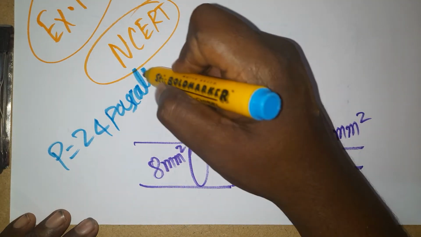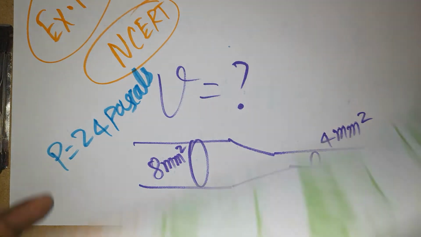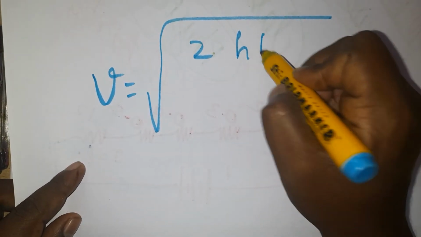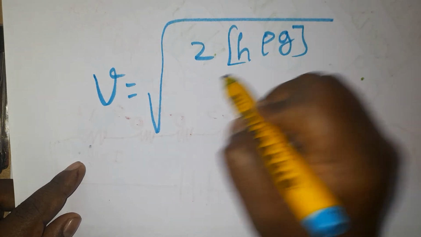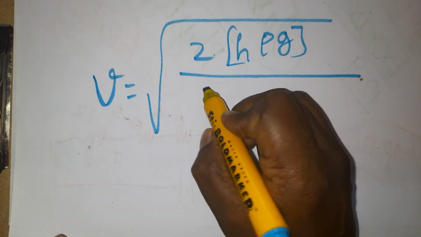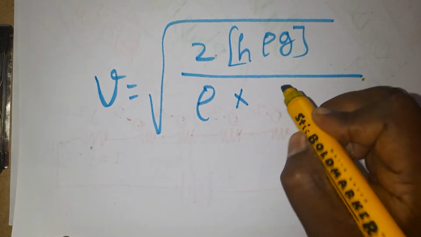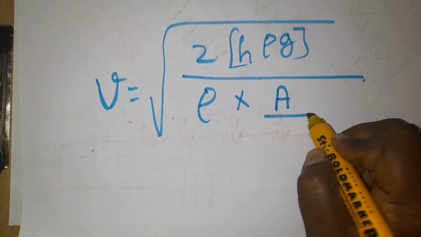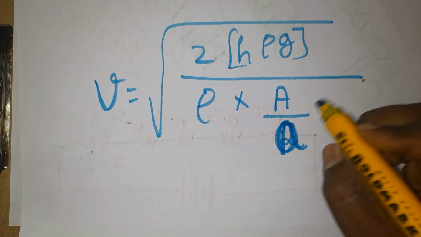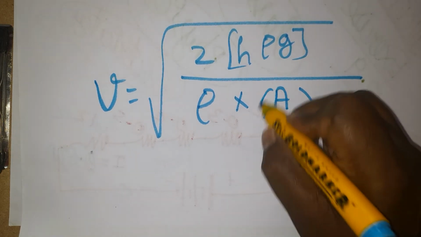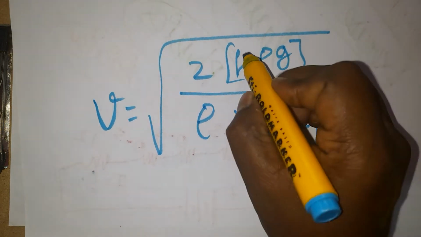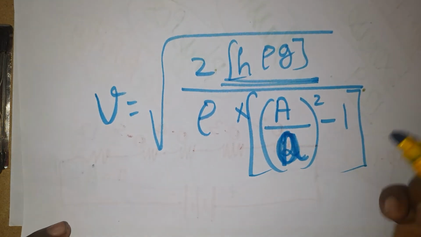I already know the venturimeter formula. Velocity is equal to root of 2 h rho g, and h rho g we can call the pressure, divided by density into the bigger area divided by the smaller area. We take smaller area small a, bigger area capital A, minus 1, and this is a whole square. This is the venturimeter formula. h rho g we can call the pressure, which is given as 24 pascals.